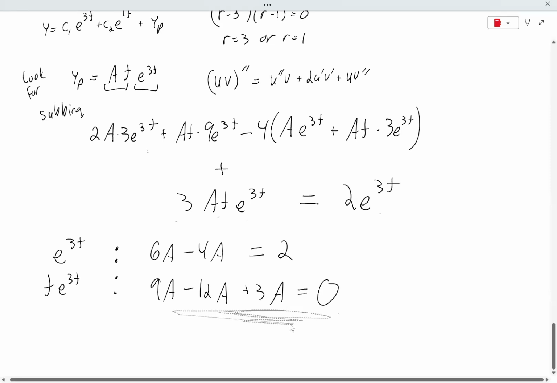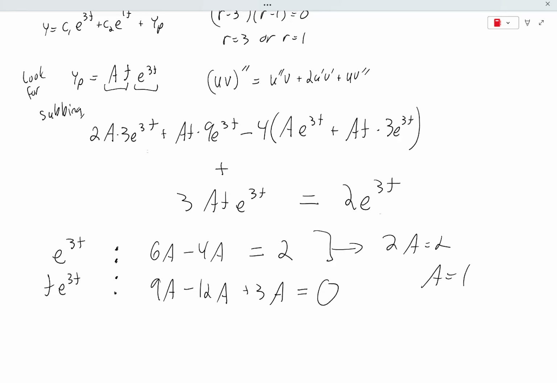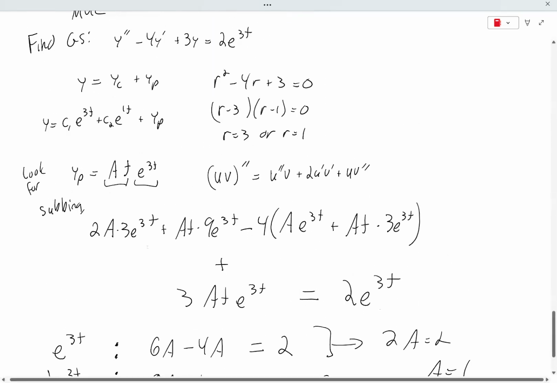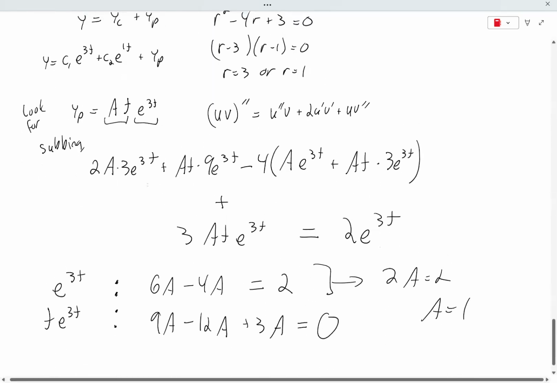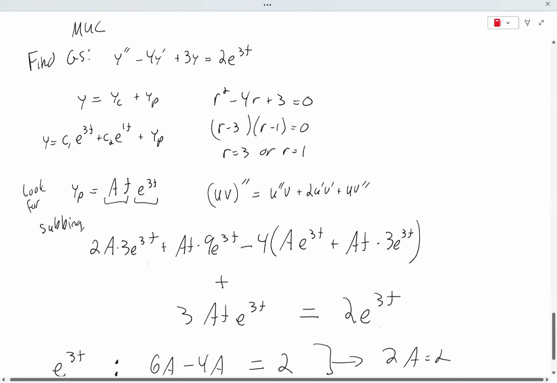0 equals 0, so there's no restriction. A can be whatever to satisfy this one. But this one here then, you get 2a equals 2, so a is equal to 1. Okay, so a is 1 here. So that would be the a then. Okay, so you can piece it back together then. But we got the a. So the a is 1.